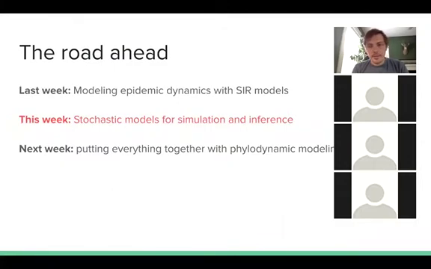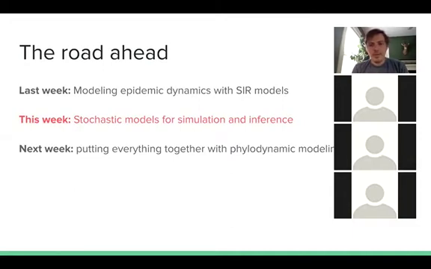And the thing about these models is that they were all deterministic. So given a given set of starting conditions and a given set of parameters, there's only one possible outcome that could play out in these deterministic models.